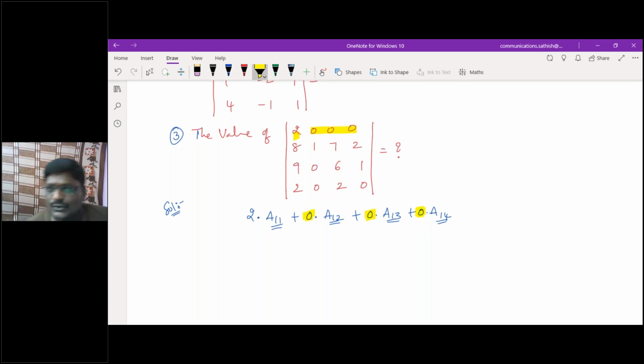Am I correct or wrong? If you calculate A12, A13 and A14, nothing will happen because they are multiplied with 0. So all these three will become 0, or not?